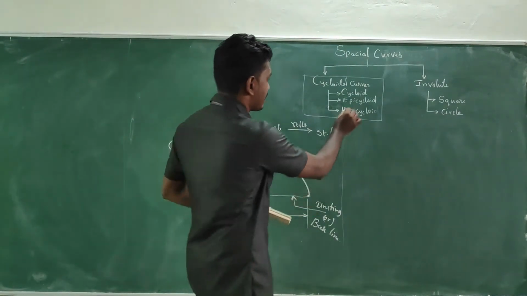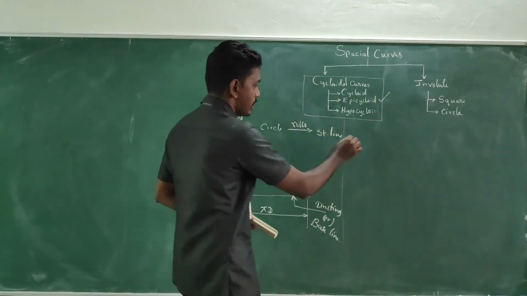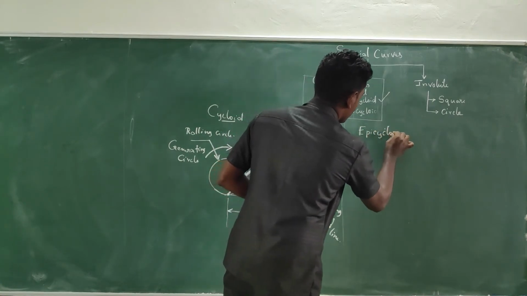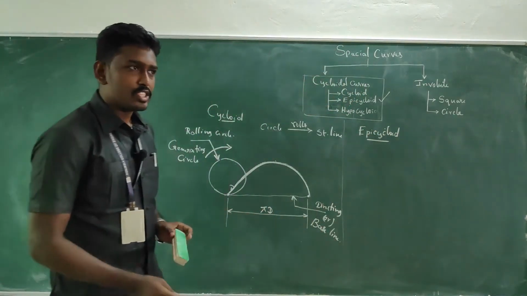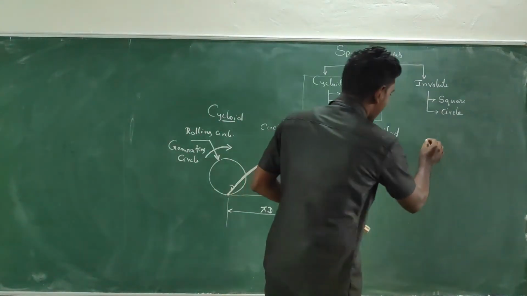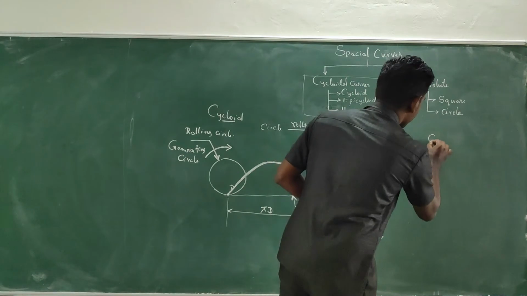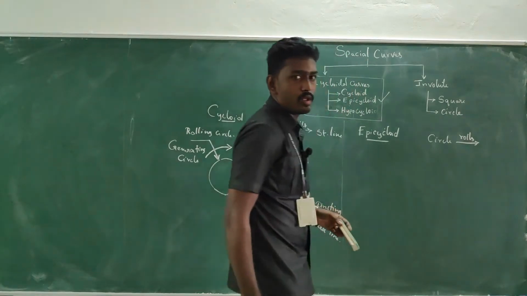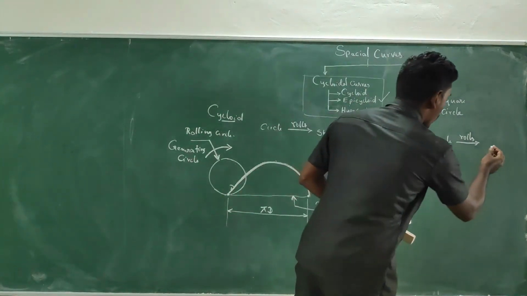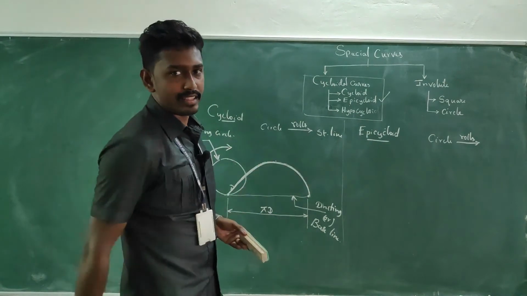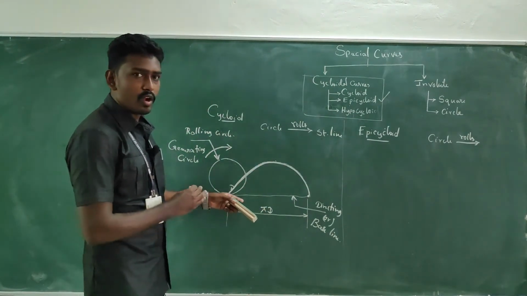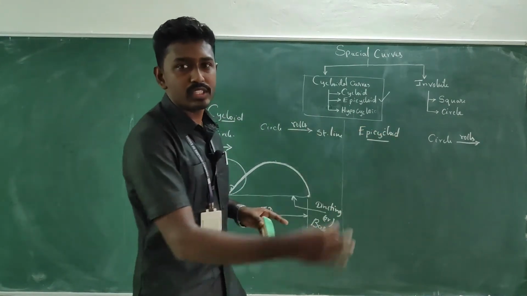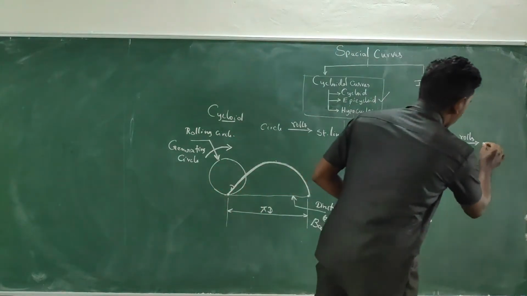Let me move to the second one, epicycloid. In an epicycloid, here as well, a circle rolls above or outside of another circle. That's the difference. In the cycloid, the circle rolls on a straight line path. Here the circular object rolls above or outside another circle.